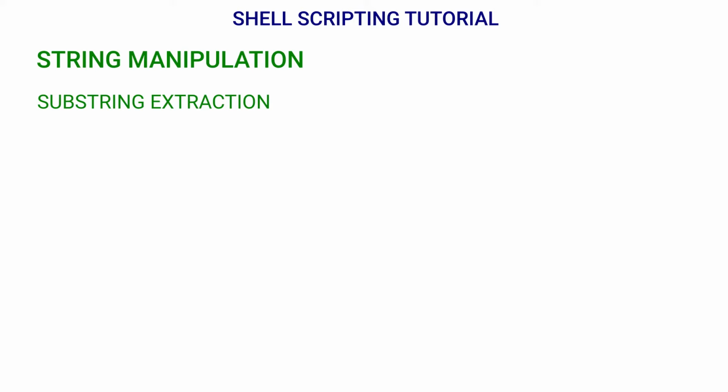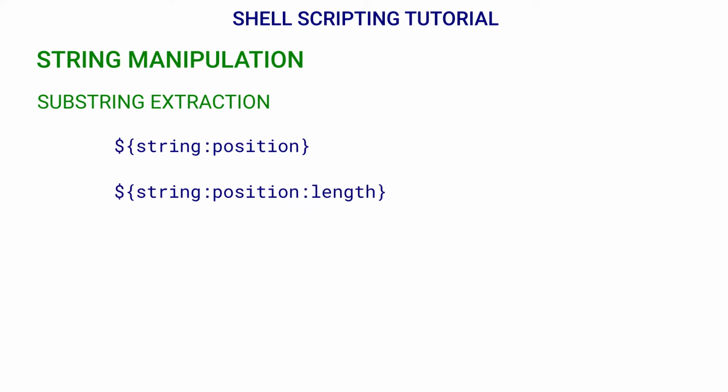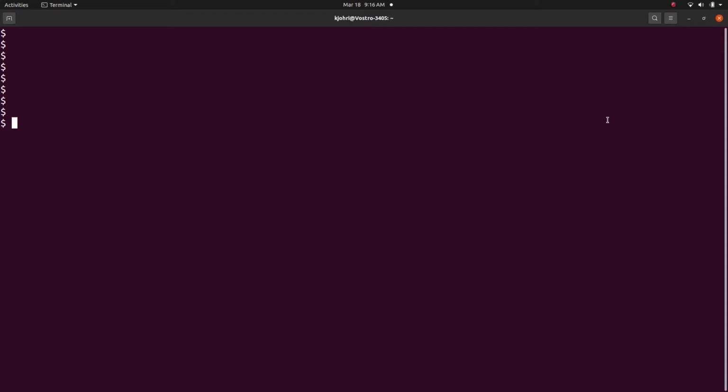Substring extraction. If you have a string and you want a substring, you can use parameter expansion ${string:position}, which extracts the string starting at the given position. The string index starts at 0, and we can optionally specify the length of the substring with ${string:position:length}. For example, if str is equal to "hello world!", echo ${str:7} prints "world!", and echo ${str:7:5} prints "world" without the exclamation mark.